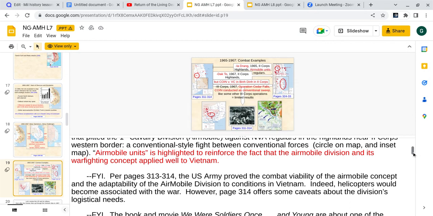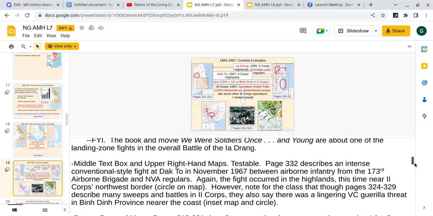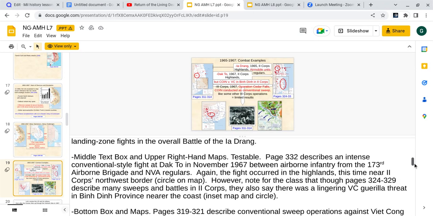Understand that the air mobile units is highlighted to reinforce the fact that the air mobile division and its warfighting concept was really successful in Vietnam. So here in Vietnam, we start using helicopters to enhance our use of mass and maneuver on the battlefield, and that's very effective in Vietnam. So the air mobile units were very effective in Vietnam. Understand that. Here, what's testable.